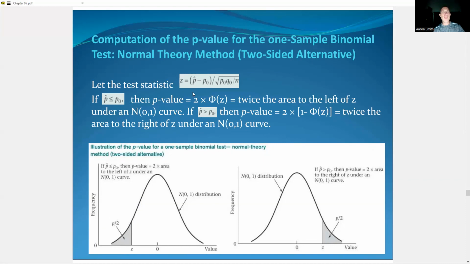Then I'm going to take this and find where it is. I'm going to find the shaded region to the left or the right. So if z is less than 0, I go left and find the shaded region. If z is greater than 0, I find the shaded region to the right. And then for a one-sided test, that is going to be my p-value. If I'm doing a two-sided test, then I multiply by 2.